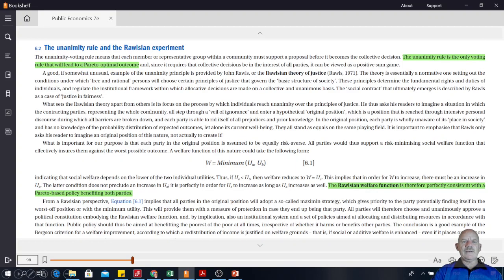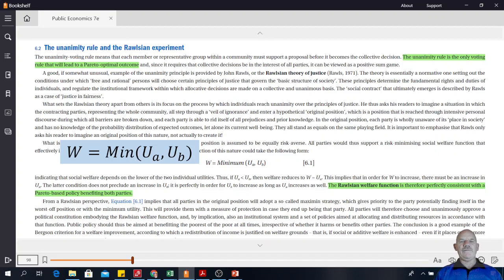Now, you don't have to understand the Rawlsian experiment, but you must know how the Rawlsian welfare function looks. He said the welfare of society is equal to the minimum level of utility of the different people in society. So the poorest person, the minimum utility would be that of the poorest person. So the poorest person's utility is equal to the welfare of society.